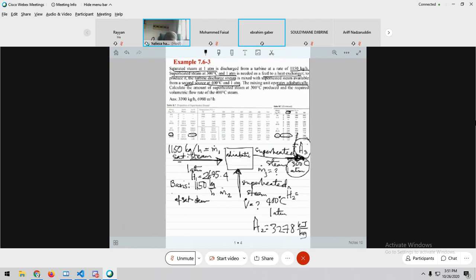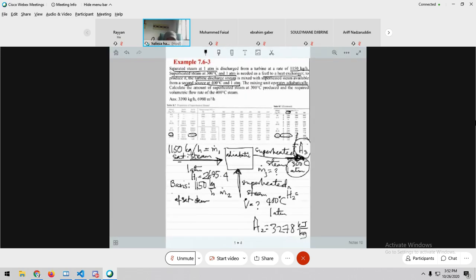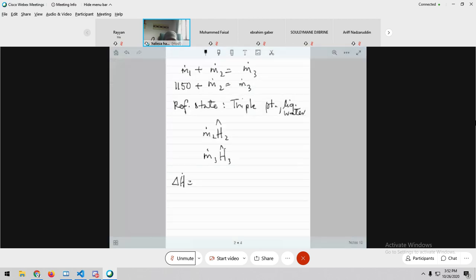I'm going to give you a rough idea of how to solve it. Your energy balance is going to be, as usual, let's have a look. It's adiabatic, Q is equal to 0. It's a mixer, that means no shaft work. There is no potential energy, there's no kinetic energy. So what do you think is the final equation? ΔH equal to 0.